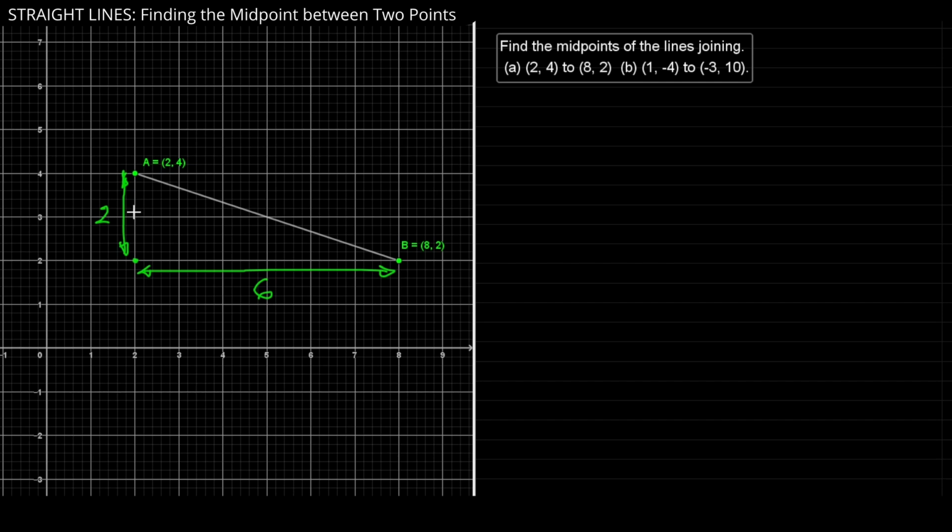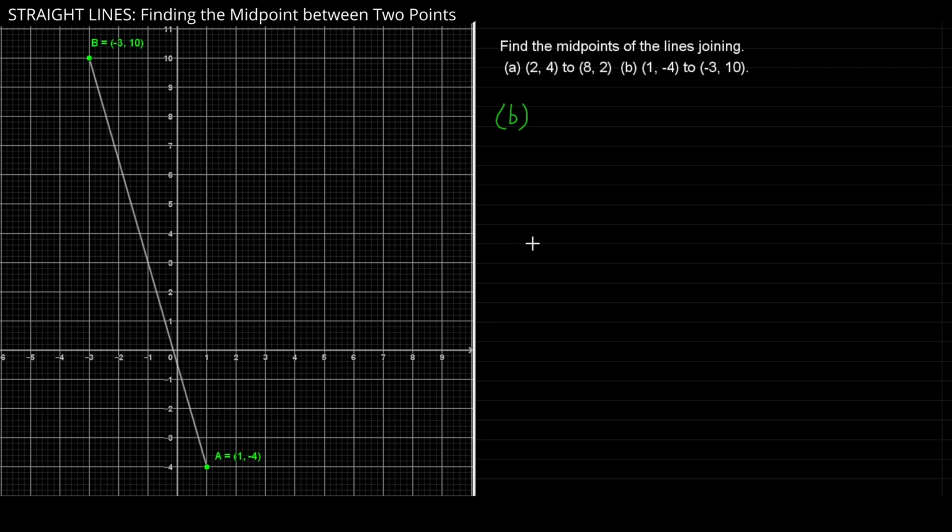So the midpoint will be half those journeys. So vertically, our midpoint will be here. We only drop down 1. And similarly, our x journey, which was 6, we only need to journey 3 to get to the midpoint. 1, 2, 3. So there is the midpoint. And the coordinates for this midpoint can be just read off. The x value is 5 and the y value is 3. And that's the answer.